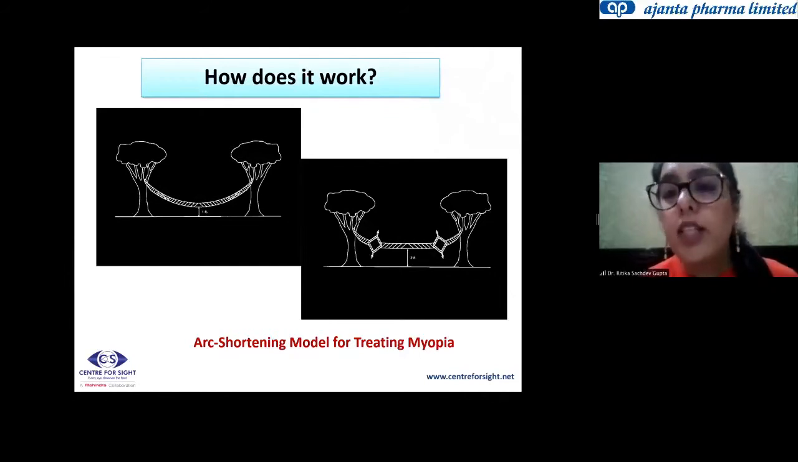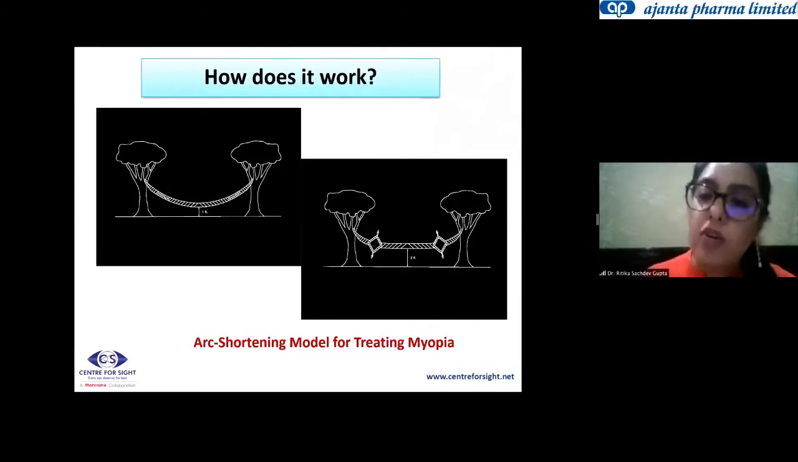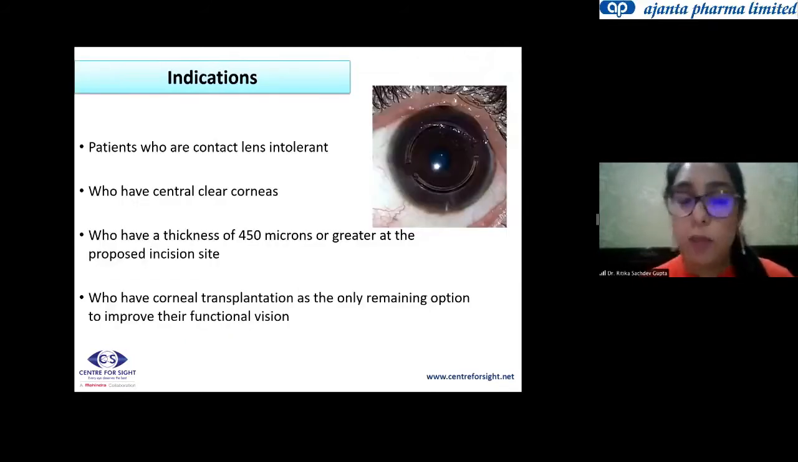When you implant an intracorneal ring segment, it acts as a spacer device. So this spacer device, as you can see in the figure, flattens the central portion of the cornea. This is the arc shortening model that will reduce myopia and, in case of keratoconus, also normalize the shape. What are the indications for its use?